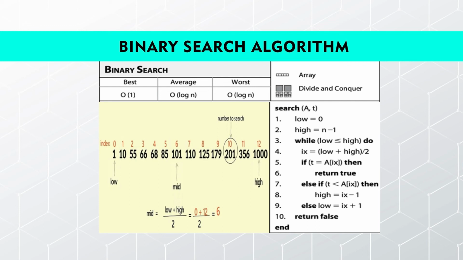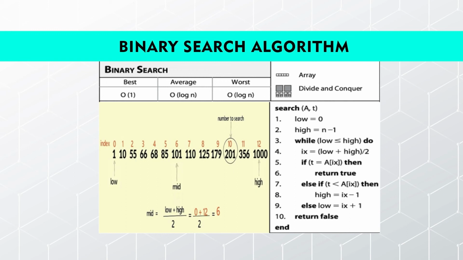So we need to compare the element with the middle element. So 0 plus 12 divided by 2, that is 6. So we compare 201 with the mid value, that is 101. Now 101 is less than 201. So that means 201 is to be searched in the right half of this list. To search in the right half of the list, we increment the lower bound to the mid plus 1 value.